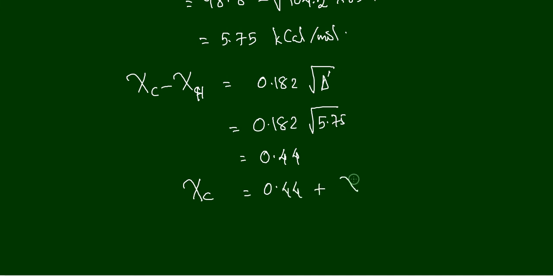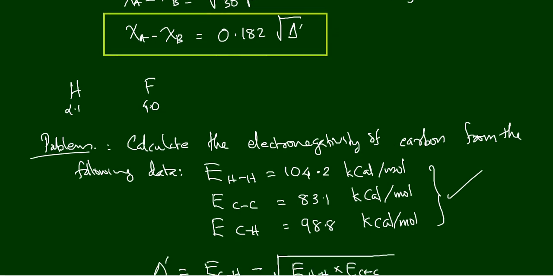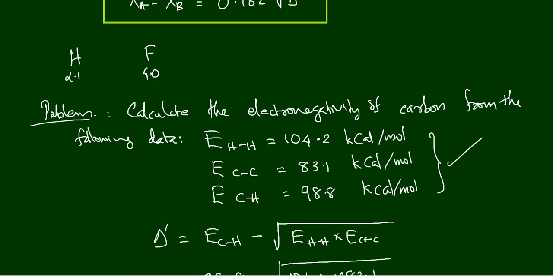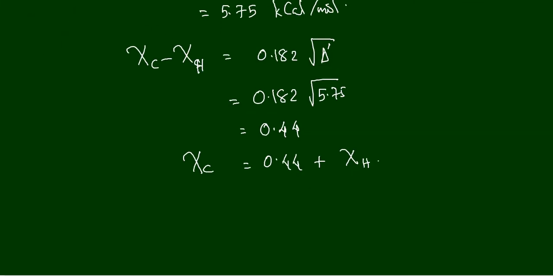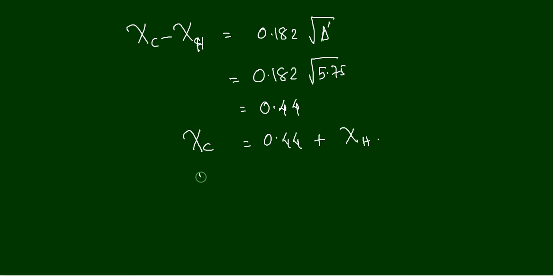So chi C is equal to 0.44 plus chi H. Chi H is also given in the data, 2.1. So we can substitute 2.1 for chi H. Chi C is equal to 0.44 plus 2.1, which is 2.54.